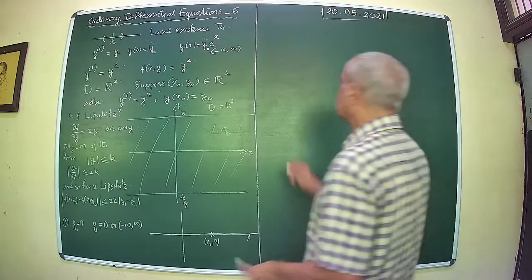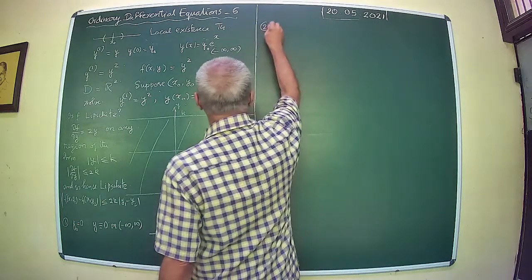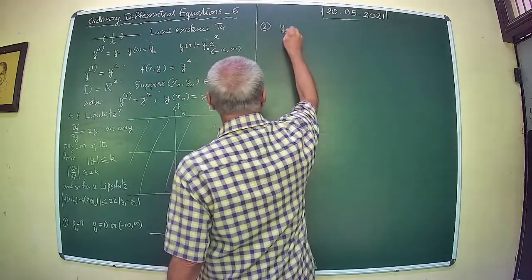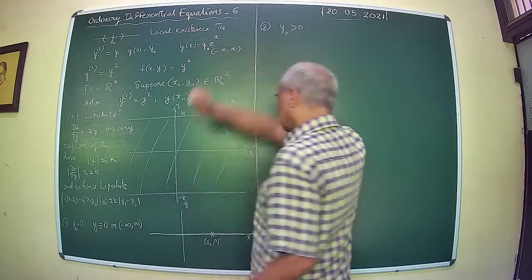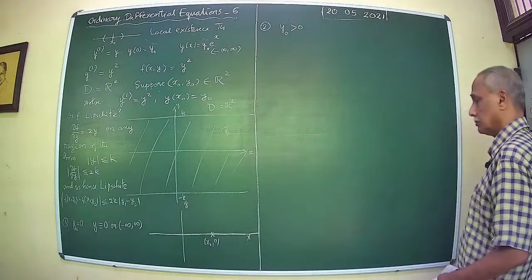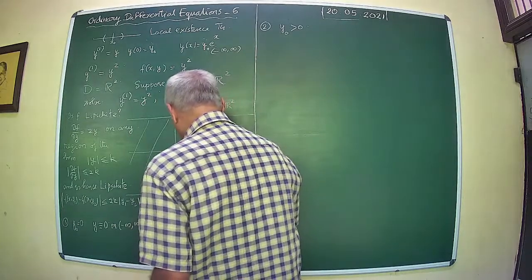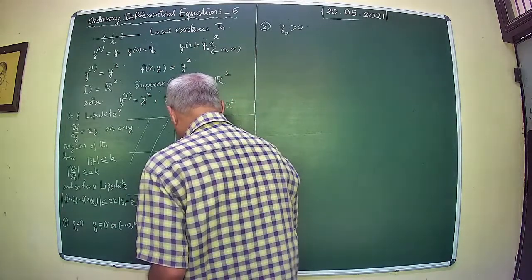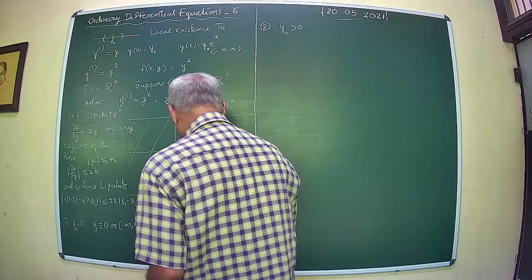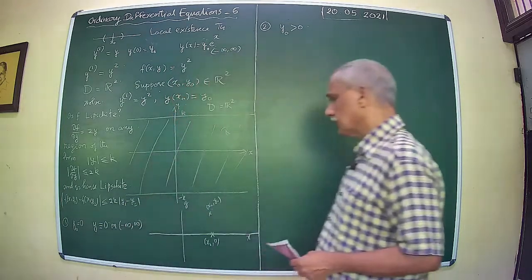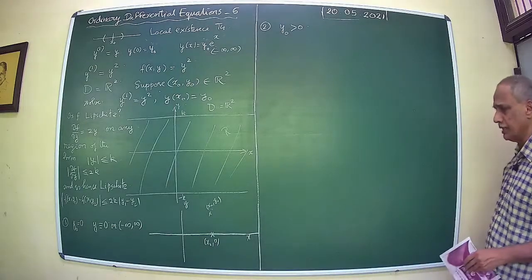Now we take this situation, y naught is positive. So you have a point here, x naught. This is x naught, y naught. This is the initial point. Now you have the existence of the solution and so on.